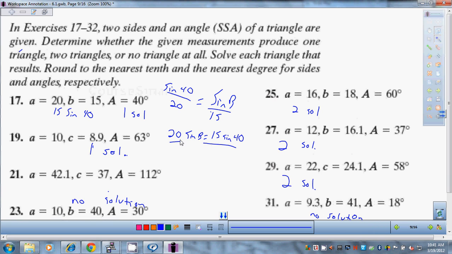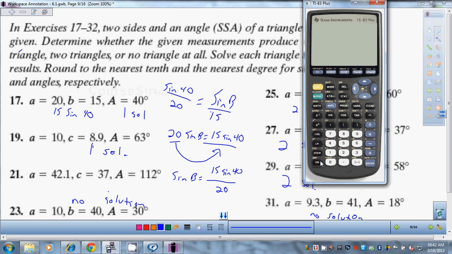Yes, you will. Divide both sides by 20. Yes, I would. Any juniors that want to have this same teacher taken. Geez, that's totally... This is so bad. 15 sine 40. Where am I? 15 sine 40 over 20.